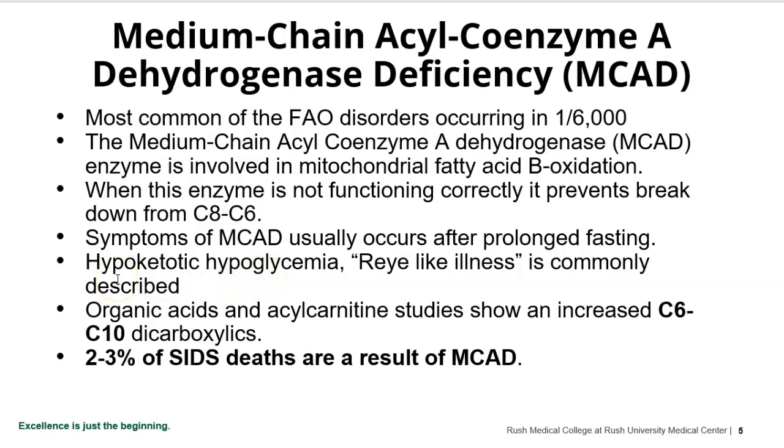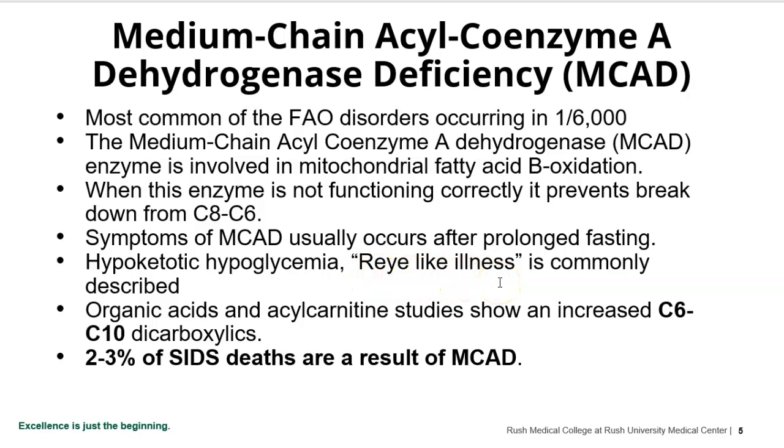And so we get hypoketotic hypoglycemia. Remember at the beginning of this lecture, I was talking about when you are hypoglycemic, you should be making ketones. That's normal. And so knowing what you should be doing, when you see something abnormal on a blood test, you should say to yourself, oh, I expect ketones because somebody's glucose is 40. I expect to see ketones. It's harder to remember, why don't I have ketones here? So hypoketotic hypoglycemia, and some people say this is like a Reye-like illness.